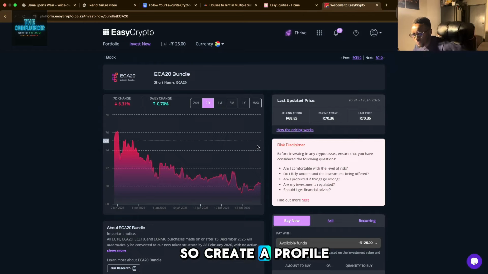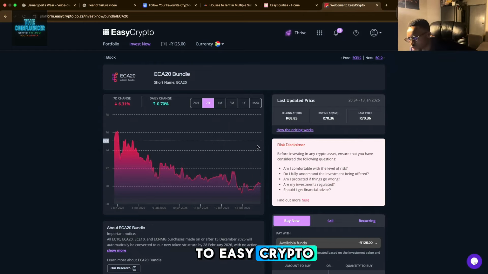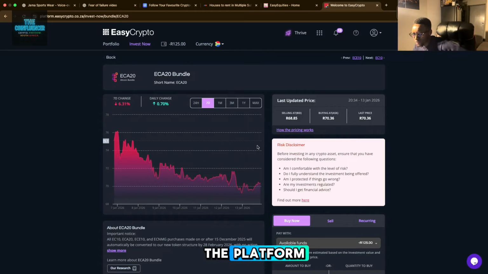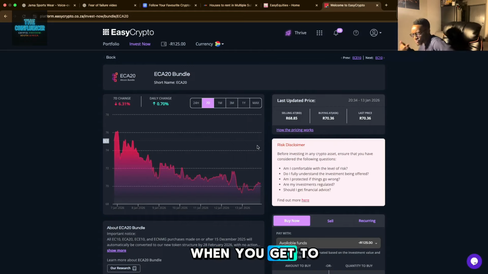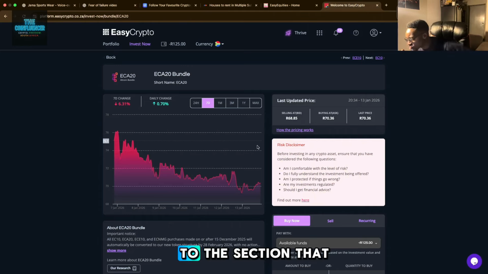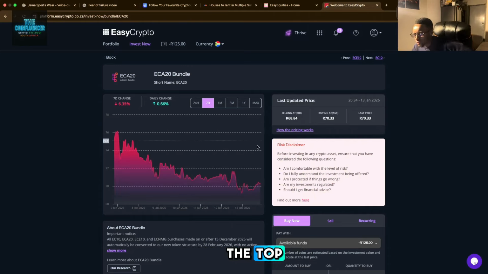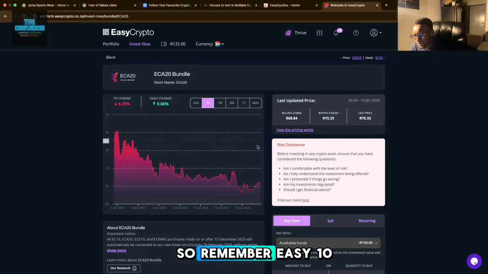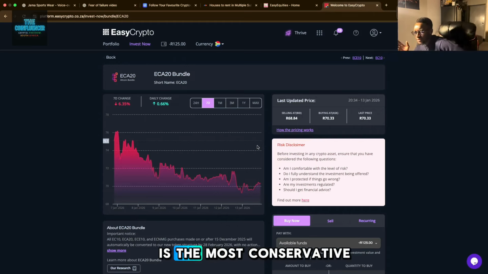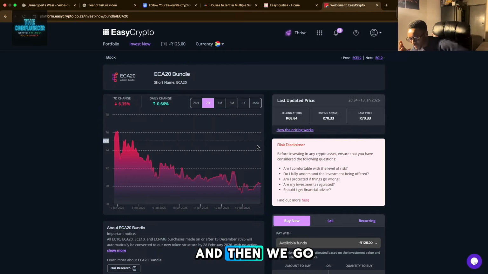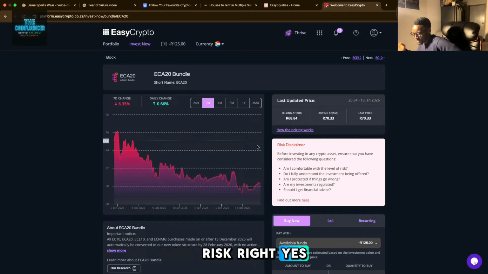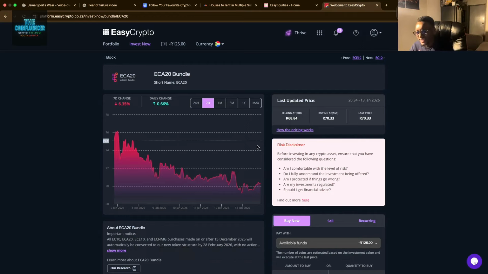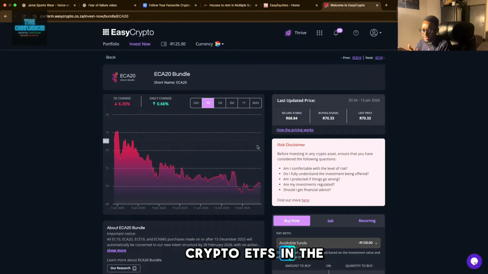So create a profile with EasyEquities, and then scroll down to EasyCrypto. Once you are inside the platform, scroll down to EasyCrypto. When you get to EasyCrypto, scroll down to the section that has the ETFs at the top, and then you can decide the one that is fitting for you. So remember, EC10 is the most conservative, and then as you go to the right, you are increasing your risk, right? Yes. So that's crypto ETFs in a nutshell.